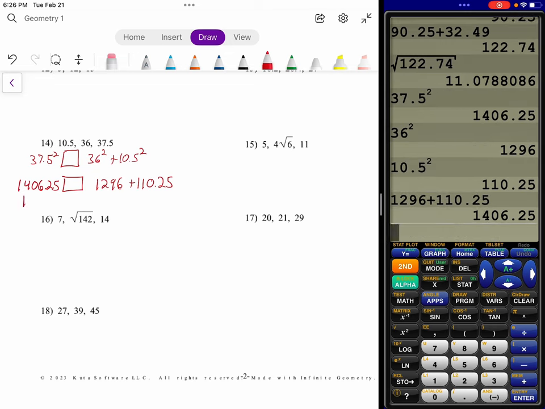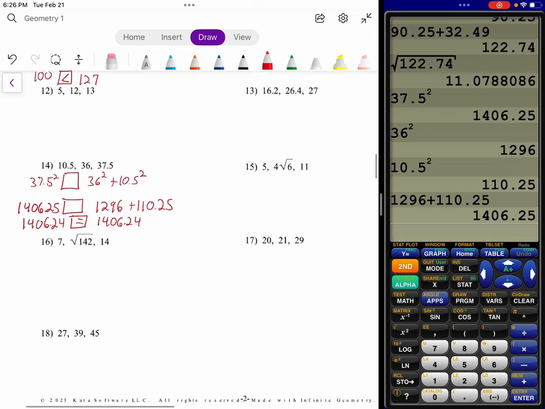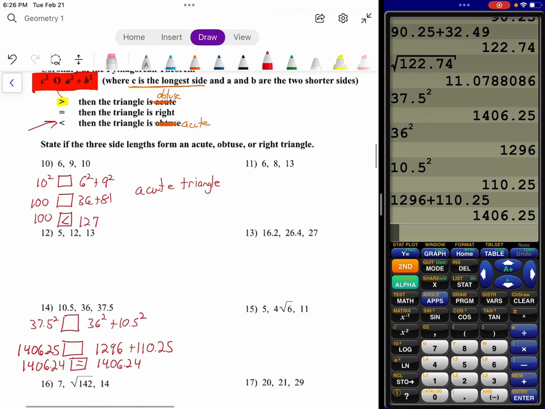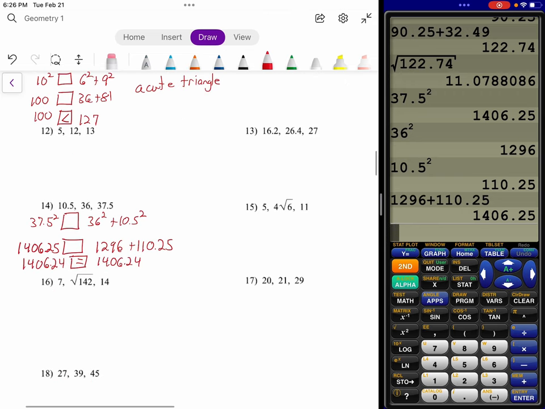And we actually get the exact same thing. Well, what type of triangle is it? If we get the exact same thing, it is a right triangle. So right triangle. Okay, so you can finish those up using that same process.